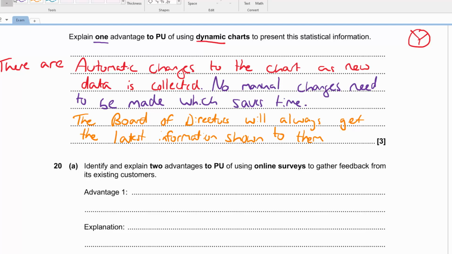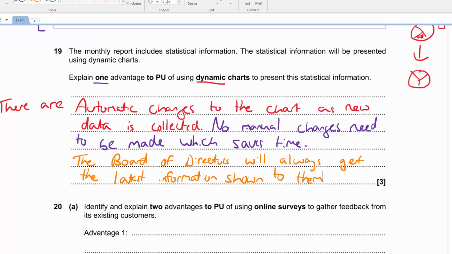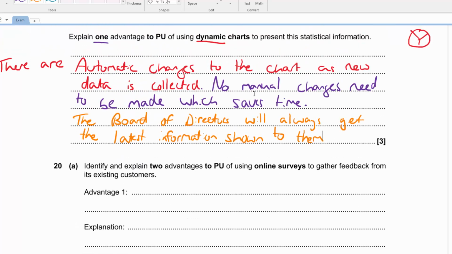Okay, so hopefully you can see those 3 distinct points. Really important we are answering it just specific to dynamic charts. Don't talk about how charts are nice and visual. That's true, but not specific to a dynamic chart in particular. It's a bit like how an integrated document changes. This is the same idea, if we link it correctly, that is.